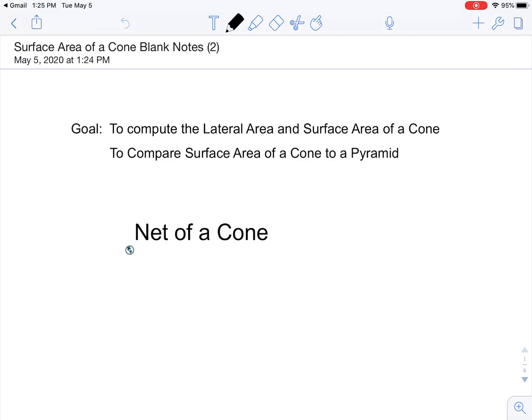Welcome back, class. Today we're going to be talking a little bit more about cones. Our goal today is to be able to compute both the lateral area and surface area of the cone, much like we've done with cylinders, prisms, and pyramids. I also want to use it as an opportunity to compare the surface area of the cone to the surface area of the pyramids that we did in a previous week.